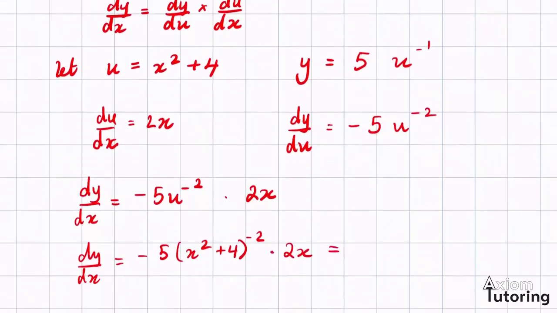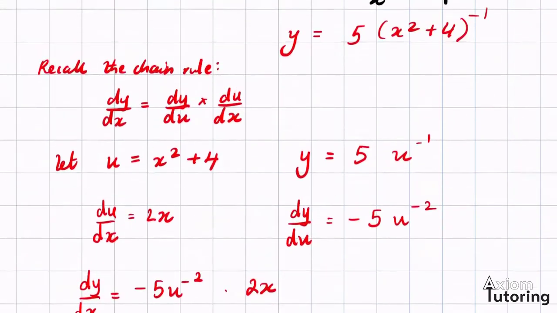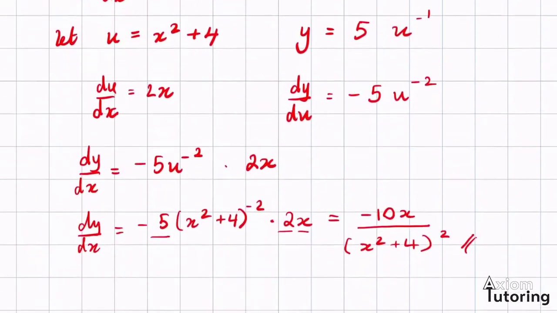And if you want, you can always rewrite that, maybe simplify this part here. So we're doing minus 5 times 2, that's minus 10x. And then we can write that as over x squared plus 4 to the power of 2. And we have differentiated our function y with respect to x using the chain rule.